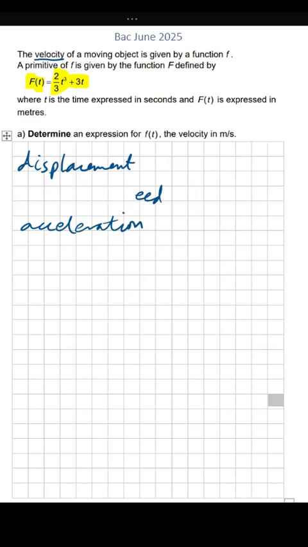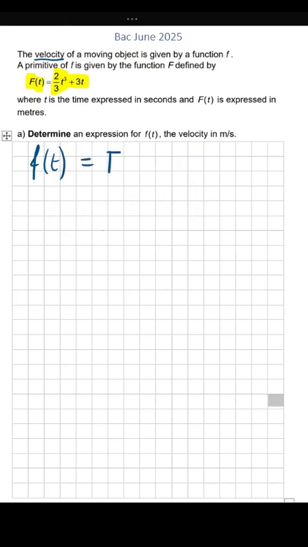Like I said, even without that concept, look, I've been given a whole pile of information and I'm told that capital F of t is a primitive or an integral of little f of t. And here I'm looking for little f of t. Okay. And little f of t is going to be equal to capital F prime of t, right?